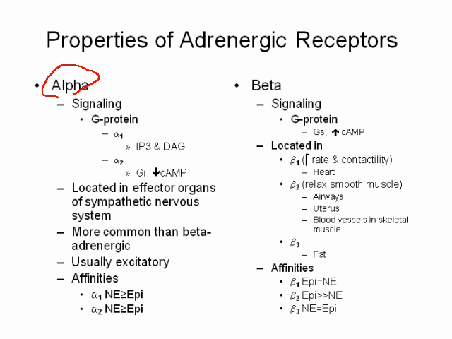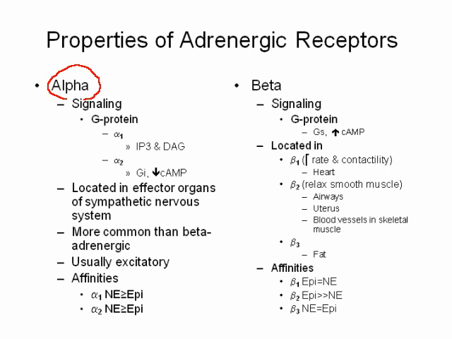We have our alpha receptors here, signaling through G protein. The alpha 1 receptor works, remember, through the phospholipase C system, that is through IP3, inositol triphosphate, and DAG or diacylglycerol. The alpha 2 receptor works through Gi, and decreases cyclic AMP. Alpha receptors are located in the effector organs of the sympathetic nervous system.